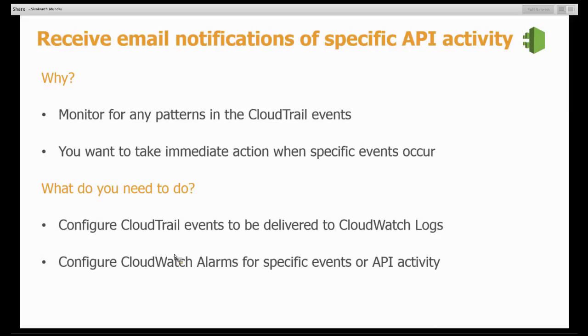So why do you want to do this? You want to do this because you want to take immediate action, right? And to be more proactive and reach out to the user or take actions to remediate if you find that it is not a desired posture for your AWS account. So what do you need to do? You simply need to configure CloudTrail events to be delivered to CloudWatch logs. CloudWatch logs is a feature of CloudWatch, and then you can configure CloudWatch alarms for specific events.